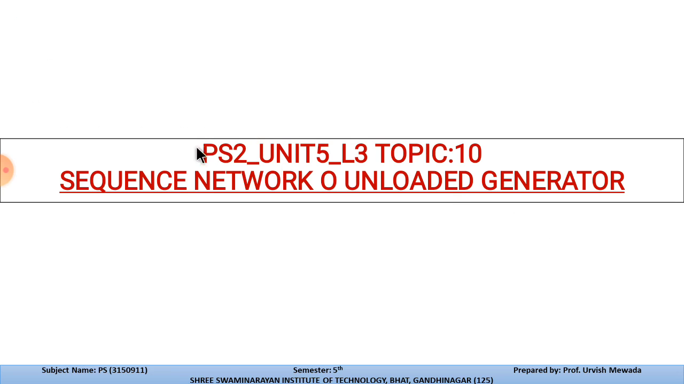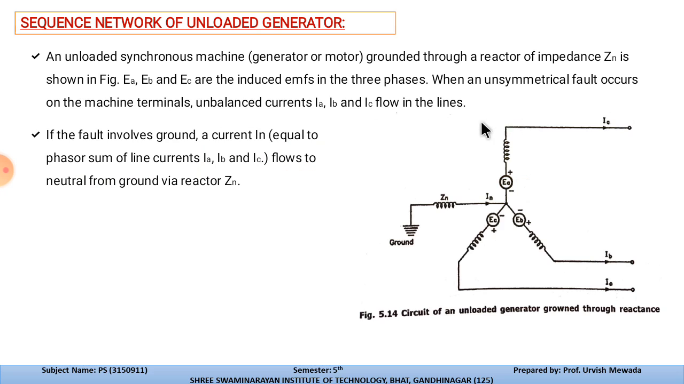Now let us discuss topic number 10, the sequence network of the unloaded generator, and how it will behave. This is the circuit of an unloaded generator which is grounded through a reactance. All the phases are indicated with the reactances of the given line. This is the Ia current which is delivered by this generator Ea. This current Ia is called the line current.